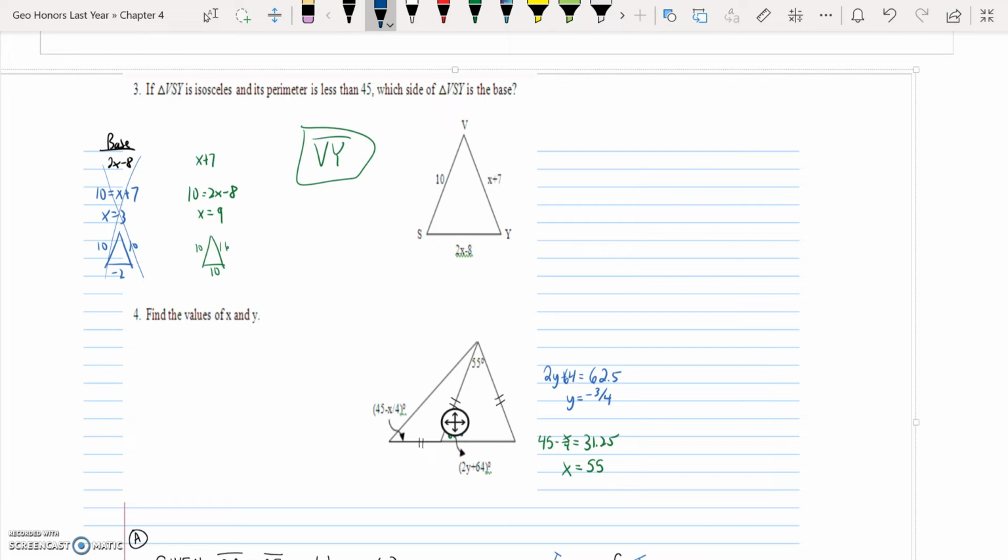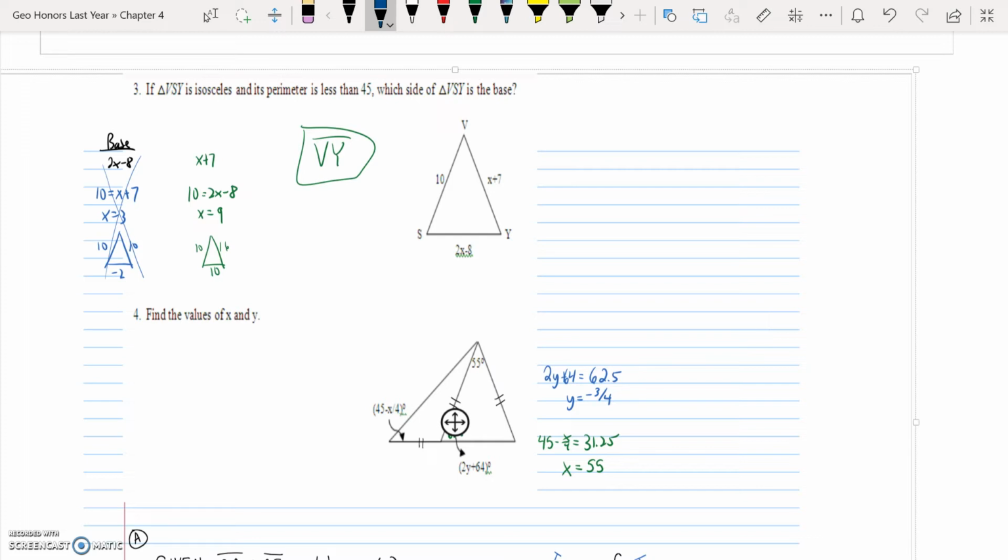So I'm going to assume that 2x minus 8 is the base and check to see if I set these two legs, or that I think are legs, equal to each other, I get x equals 3. Well, if I plug x equals 3 and I get lengths of 10, 10, and negative 2 for this bottom length, which means, in fact, 2x minus 8 couldn't be the base. These two sides of 10 and x plus 7 could not be equal to each other, so that's not the base. And then I'll try another side.